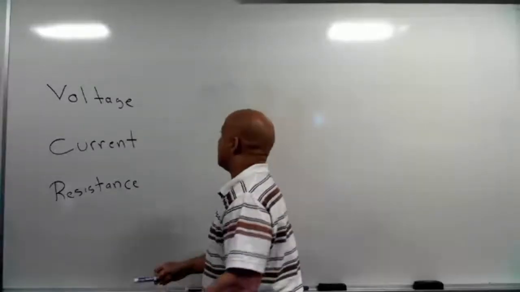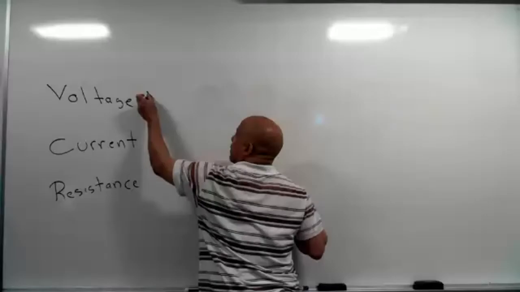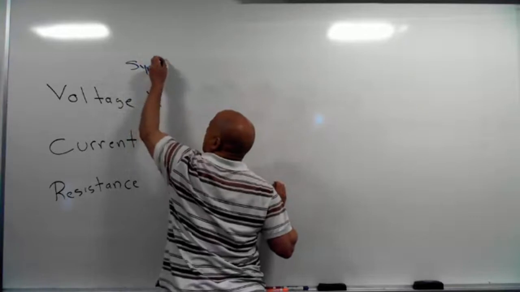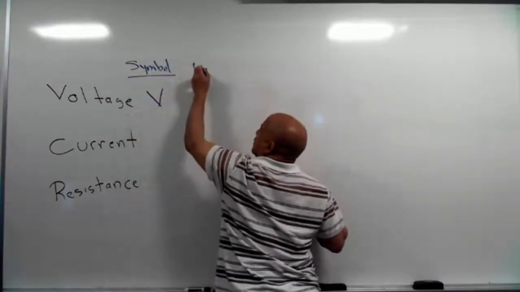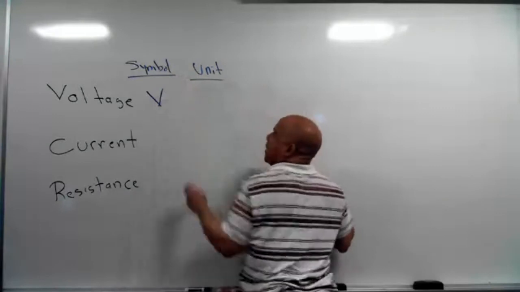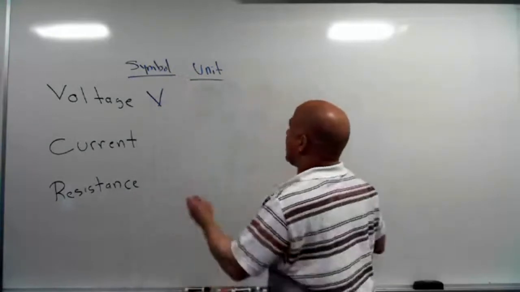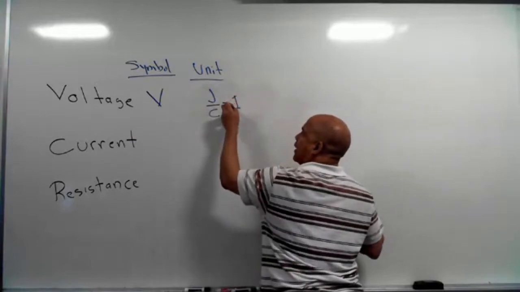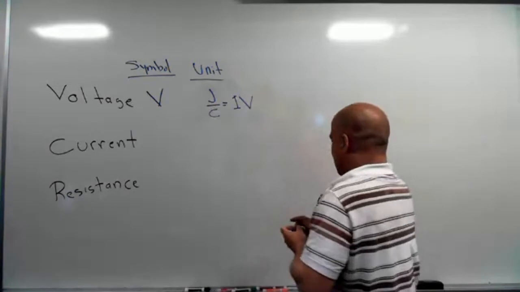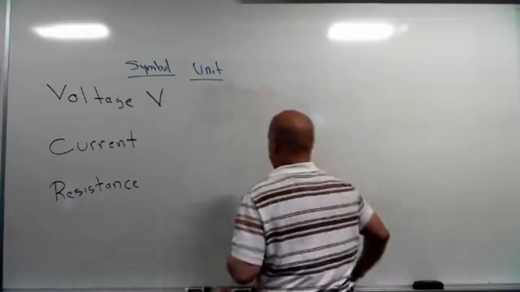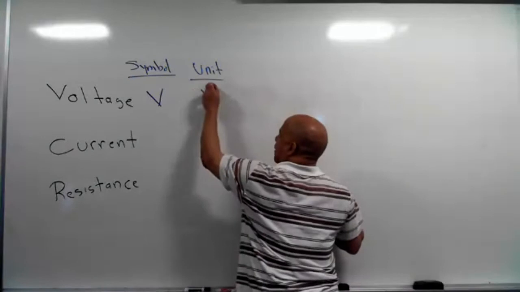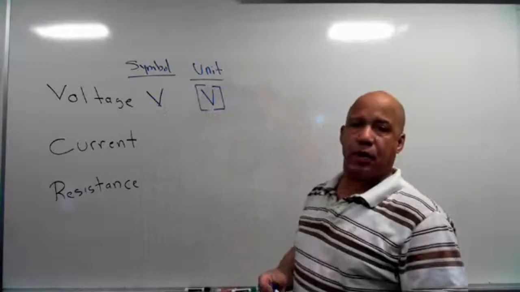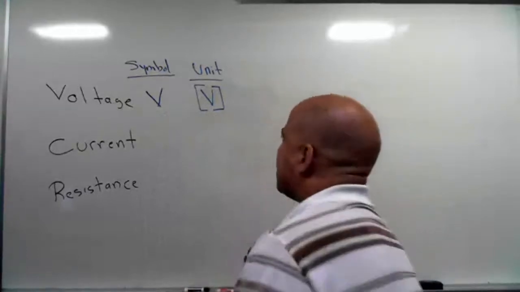We use the letter V, capital V, as the symbol for voltage, and the unit for voltage. If you did the supplementary quiz already, you know the unit is a joule per coulomb, but 1 joule per coulomb, we call that a volt. So the volt is a unit for voltage, and that is also capital V. It's one of the symbols that has a V for the symbol and a V for the unit. Okay, so voltage is a separation of charge.